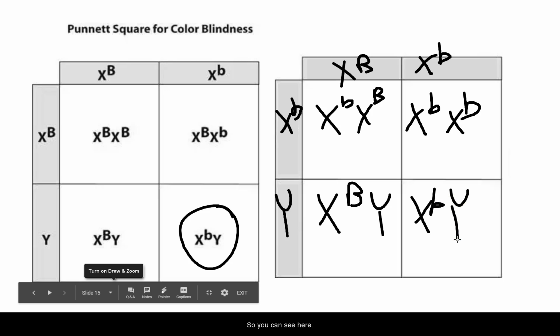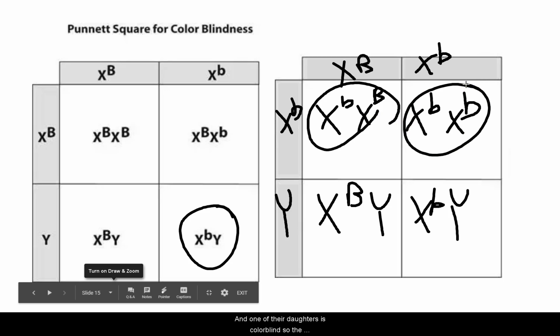You can see here, one of their daughters is a carrier with normal vision, and one of their daughters is colorblind. The circumstances for a daughter being colorblind are obviously much more rare. You have to have a colorblind dad, and you have to have a mom who is a carrier of the colorblind gene in order for that to happen. They have a son here who has normal vision, and they also have a son here who is colorblind.